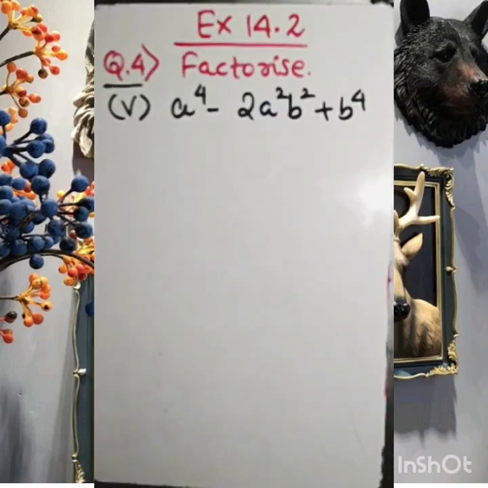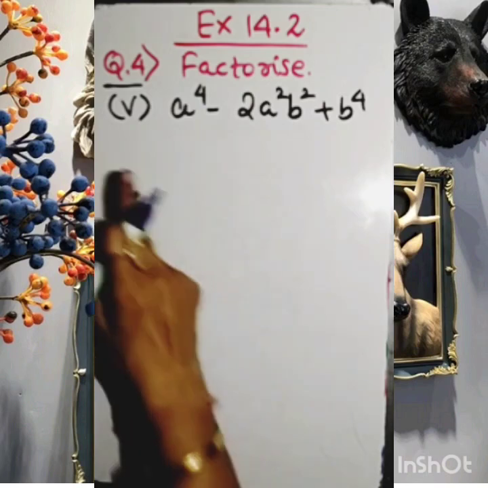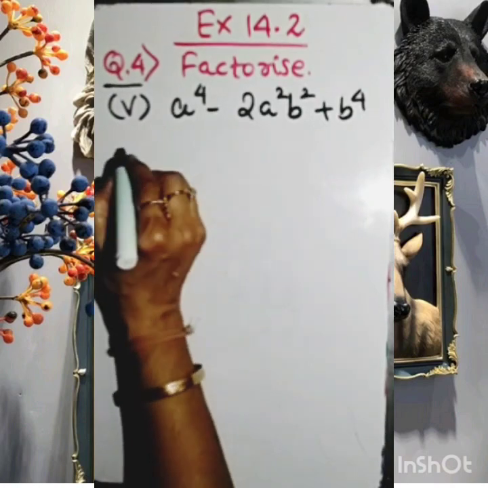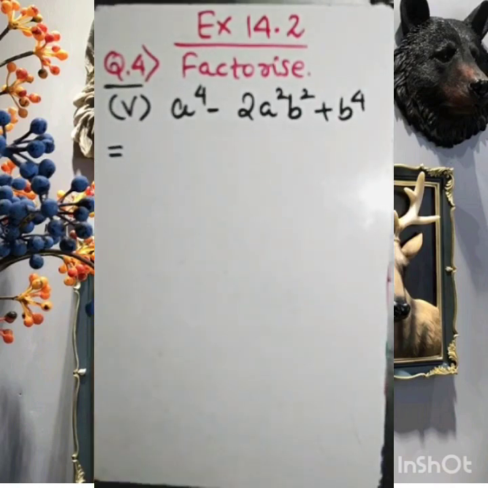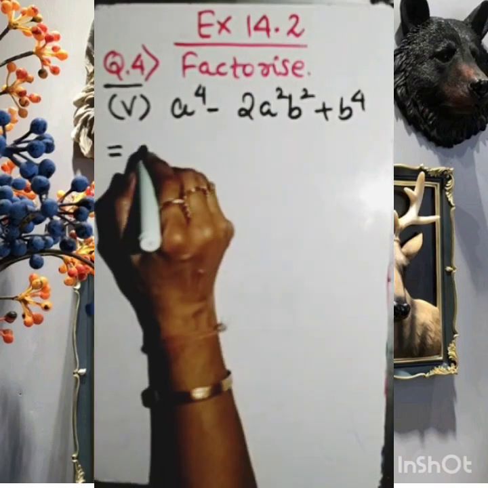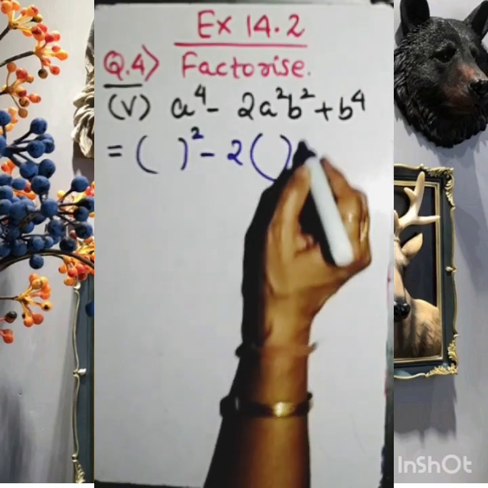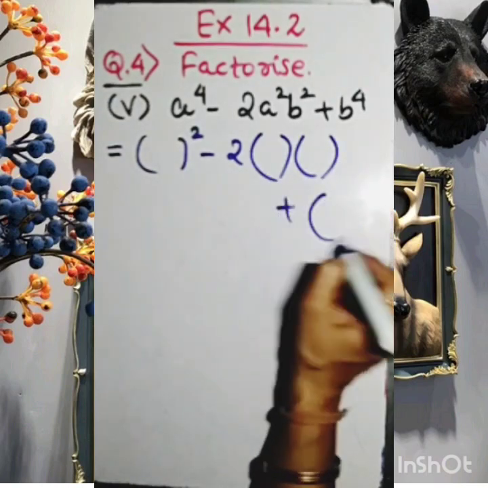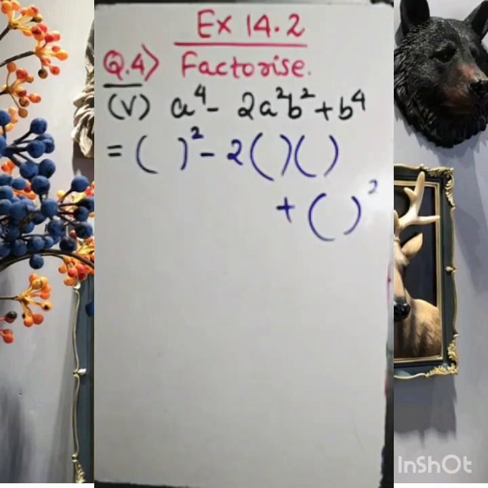So question 4, it's a 15 on your screen, dear student. It says a to the power 4 minus 2a square b square plus b to the power 4. So in that case, what we have to do? In that, we need to apply the second identity here. Reason behind that, this is a square minus 2ab plus b square. Now this is the identity. But what is a here?